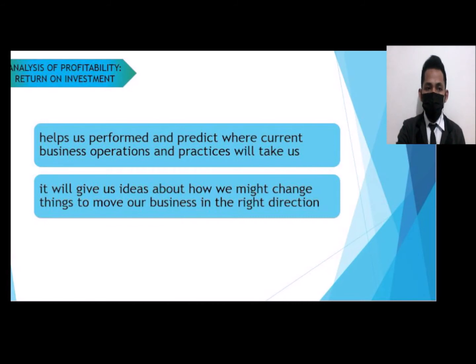The result is good. So moving forward is the analysis of profitability, return on investment.